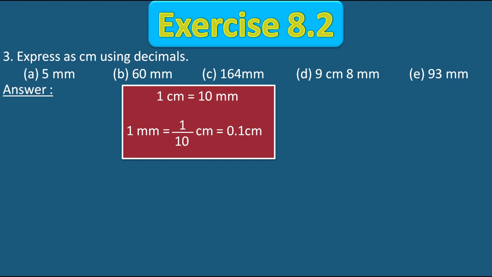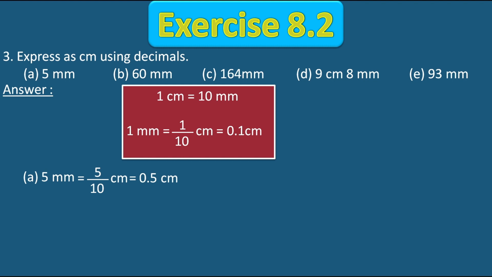So don't make a mistake here. 1 millimeter is equal to 1 upon 10 centimeter, which is equal to 0.1 centimeter. Now let's move to the next, that is question number 1, 5 millimeter. As I told you here, 1 millimeter is equal to 1 upon 10 centimeter. Therefore, 5 millimeter is equal to 5 upon 10 centimeter, which is further equal to 0.5 centimeter.